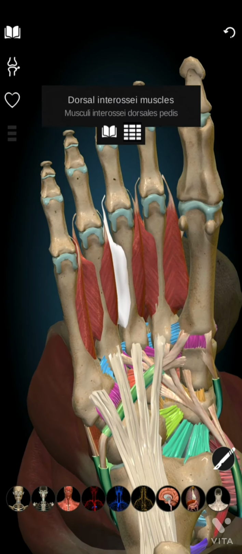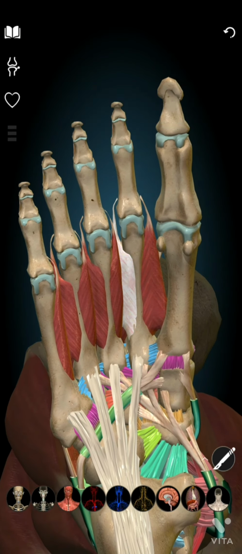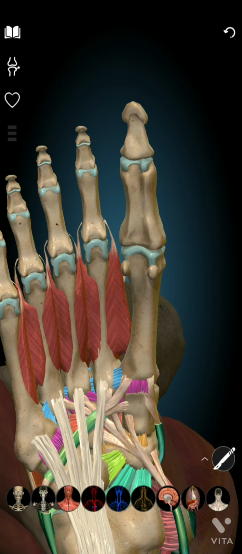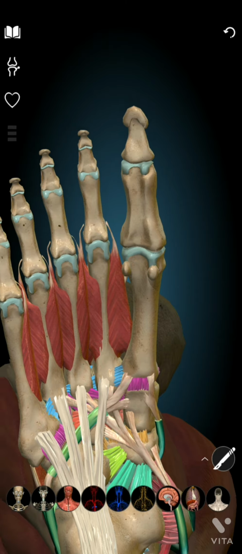And these are nothing but the interosseous muscles, as you know. They are going to originate from the metatarsal bones present in between, and they're going to insert on the proximal phalanges. So it's that simple, you need not worry about it.